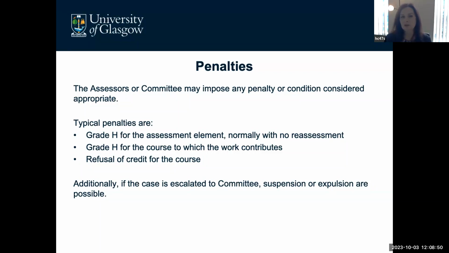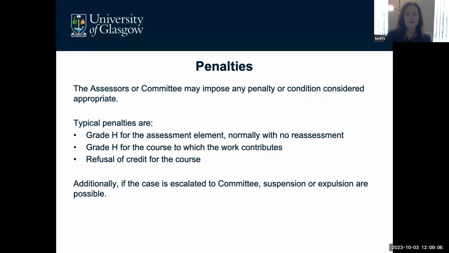Also, suspension and expulsion are options if the case is escalated up. That case was probably on the cusp of one that we would escalate up. So they could potentially be expelled, particularly if they do it repeatedly.